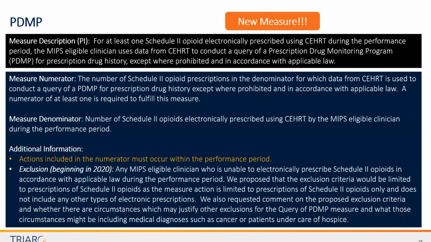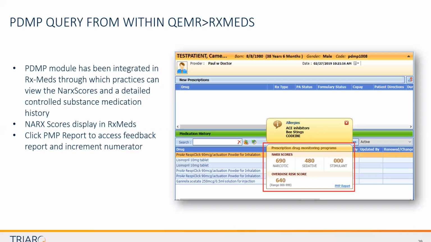They are proposing that this will not be a bonus point in 2020. It will be required, but they're going to allow you to have an exclusion. So they're making it easy to be successful here. So what does this look like in our product?